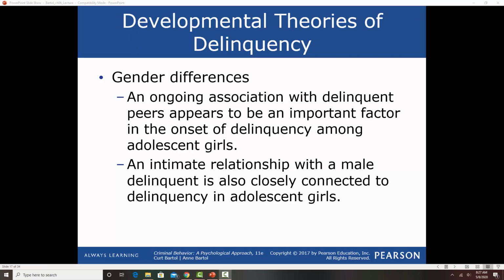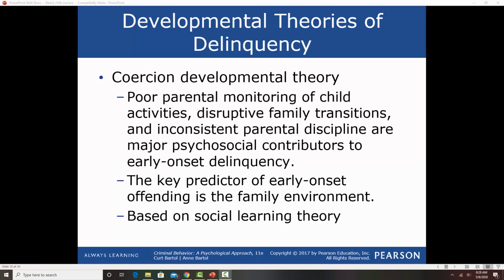Now, with gender differences, an ongoing association with delinquent peers appears to be an important factor in the onset of delinquency among adolescent girls. We've already talked about in previous chapters the importance of peers and how influential peers become in life, and how one of the number one risk factors for being a delinquent is hanging out with other delinquent peers. So that tends to be something that's really important for girls in particular. Also with girls, an intimate relationship with a male delinquent is closely connected to delinquency in adolescent girls. That goes for adult female offenders as well. A lot of them have an association with an adult male who is an offender.